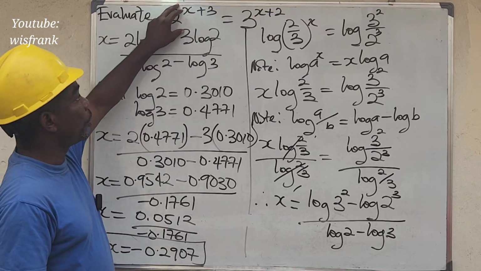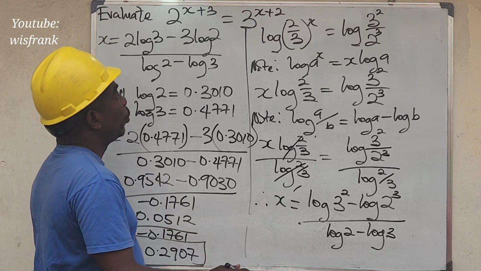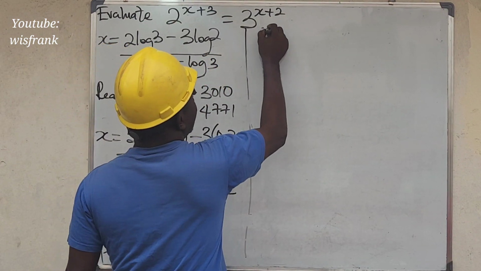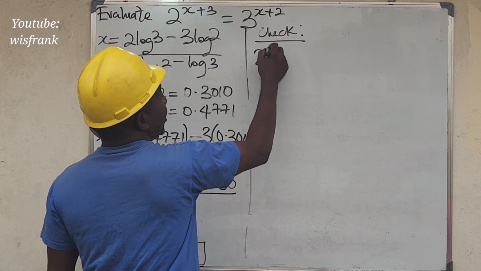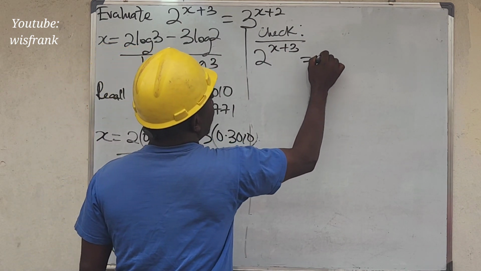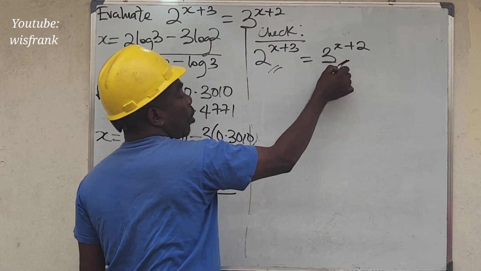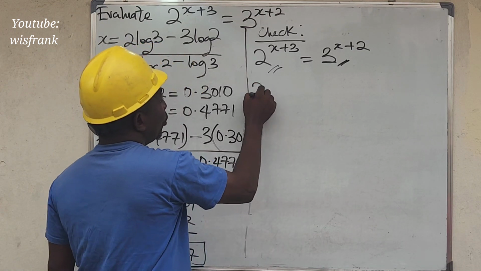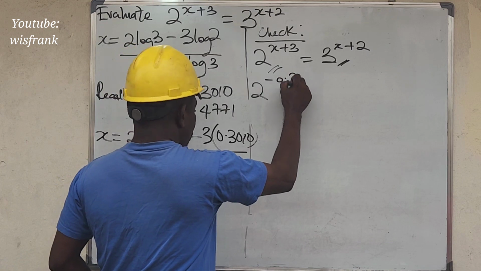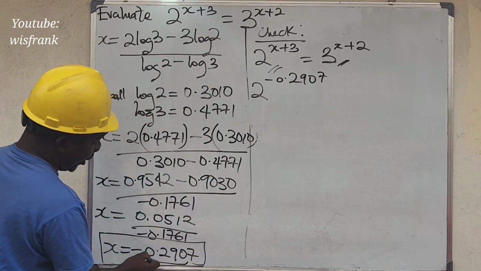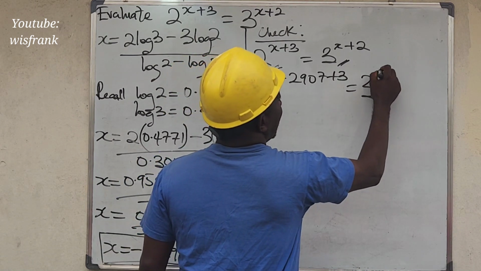We can do a little check to see whether, when we substitute the value of x into this equation, the left hand side will be equal to the right hand side. Before we do that, we need to clean this. So here we do a little check to see whether, when we substitute the value of x into 2 to the power of x plus 3 equals 3 to the power of x plus 2, what we have on the left hand side will be equal to what we have on the right hand side. Let's do that. We have 2 to the power of, in the place of x, minus 0.2907, this is the value of x, plus 3, equals 3 to the power of minus 0.2907 plus 2.